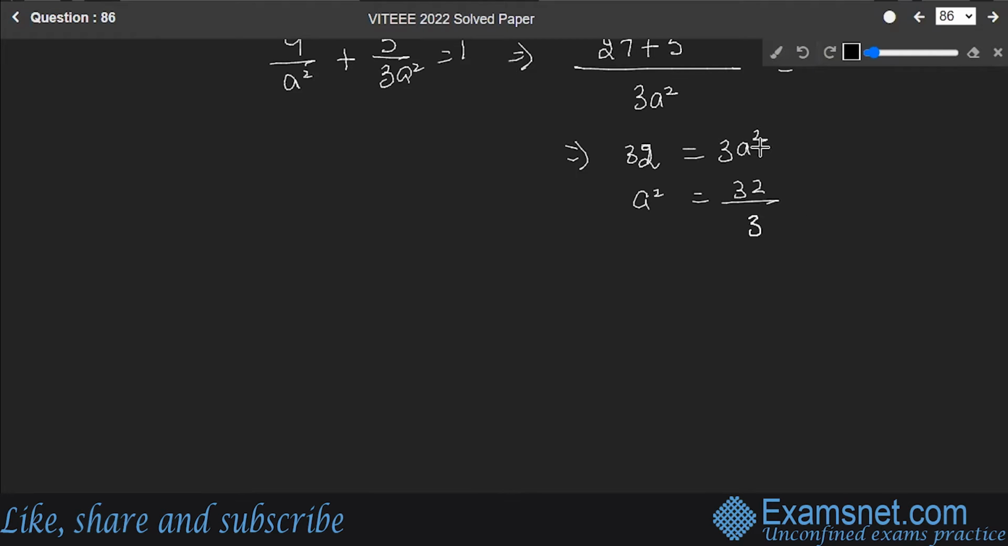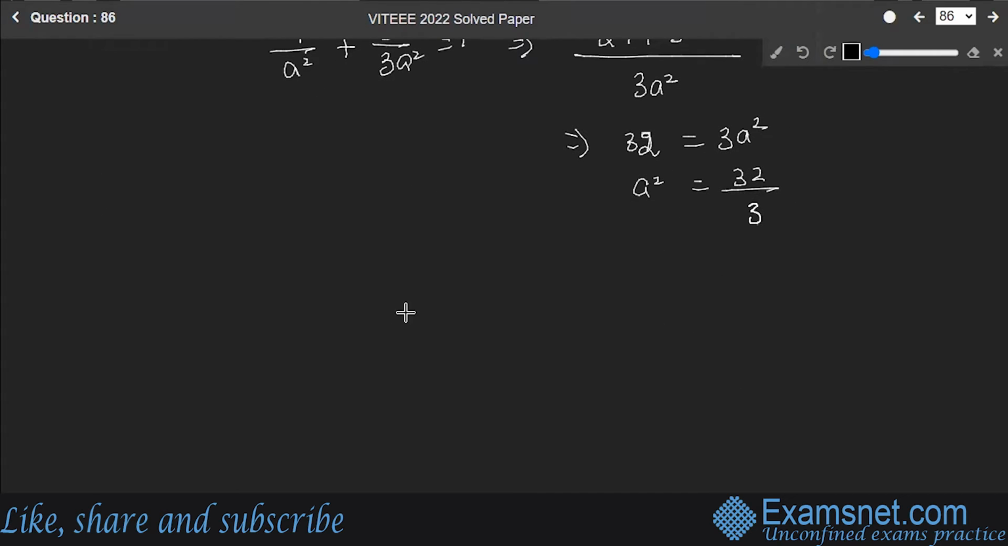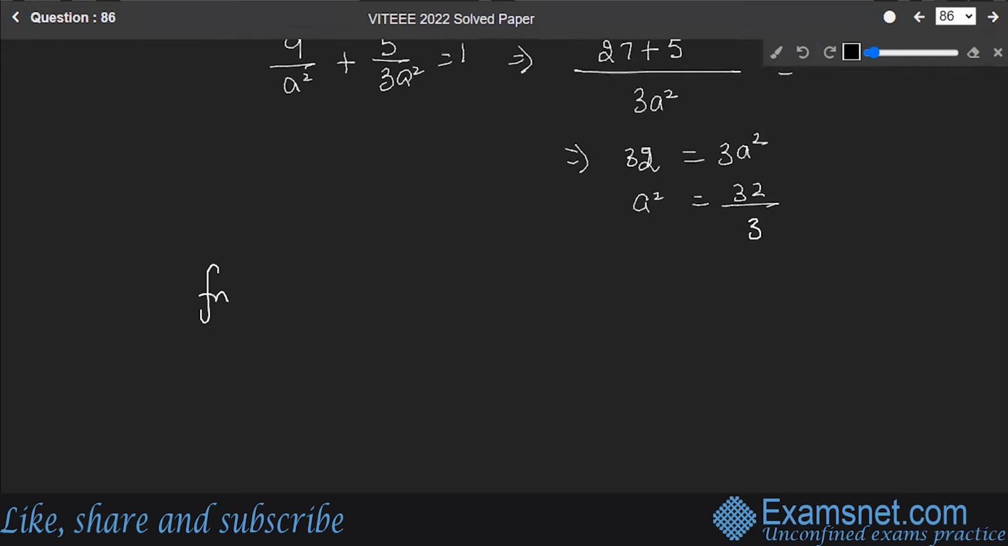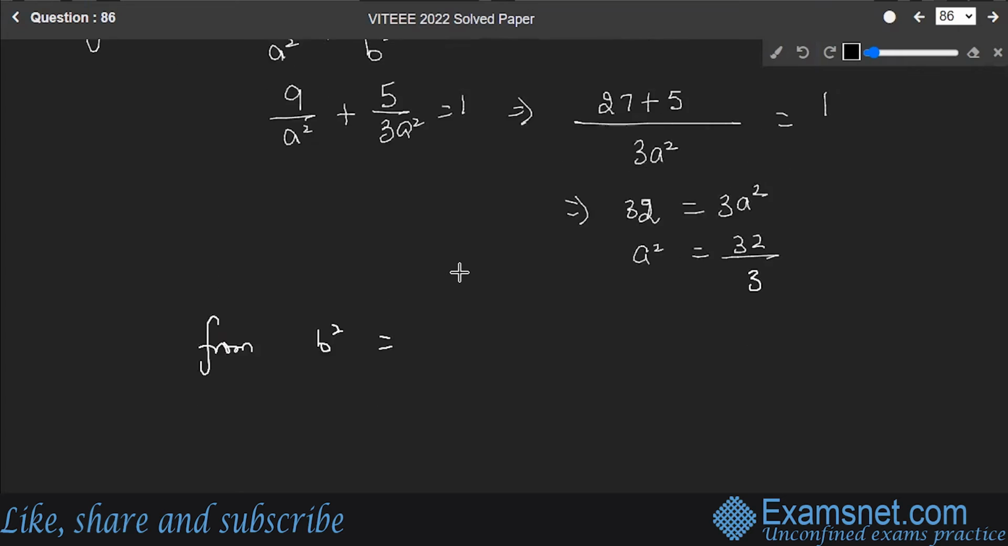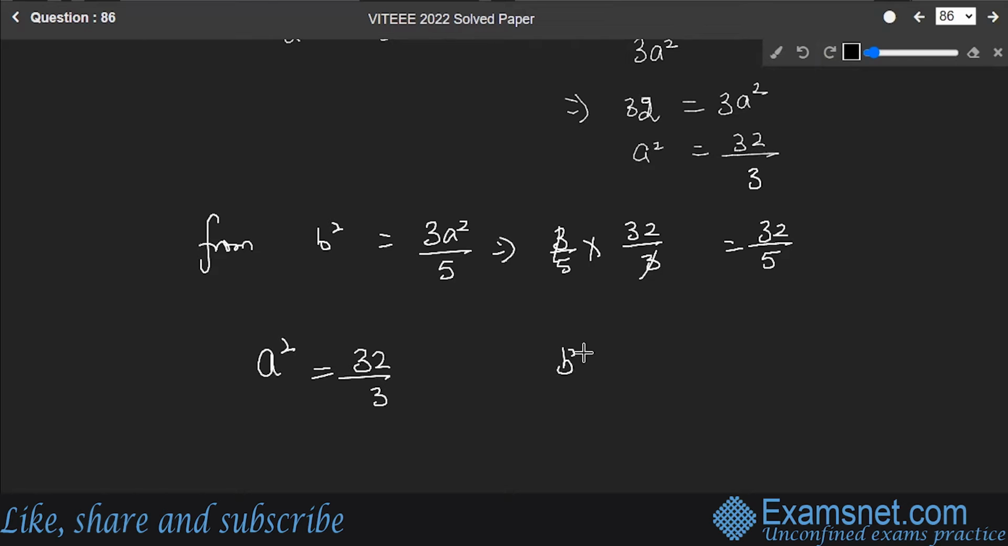Right? And from here you had the equation as b² is equal to this. So let's say this is equation 2. So from 2 you had b² is equal to 3a² upon 5. So that's equal to 3 upon 5 into 32 upon 3, which gives me 32 upon 5. So a² came out to be 32 upon 3 and b² came out to be 32 upon 5.